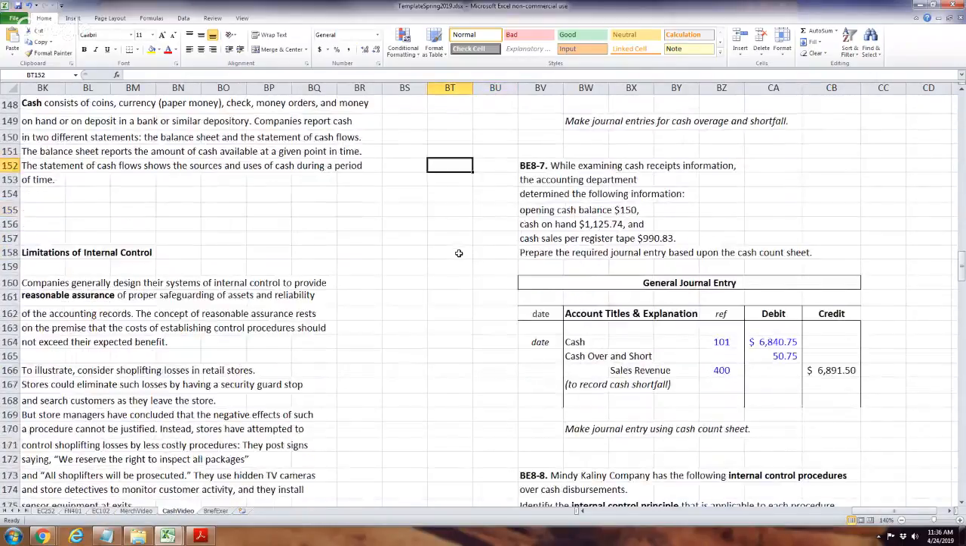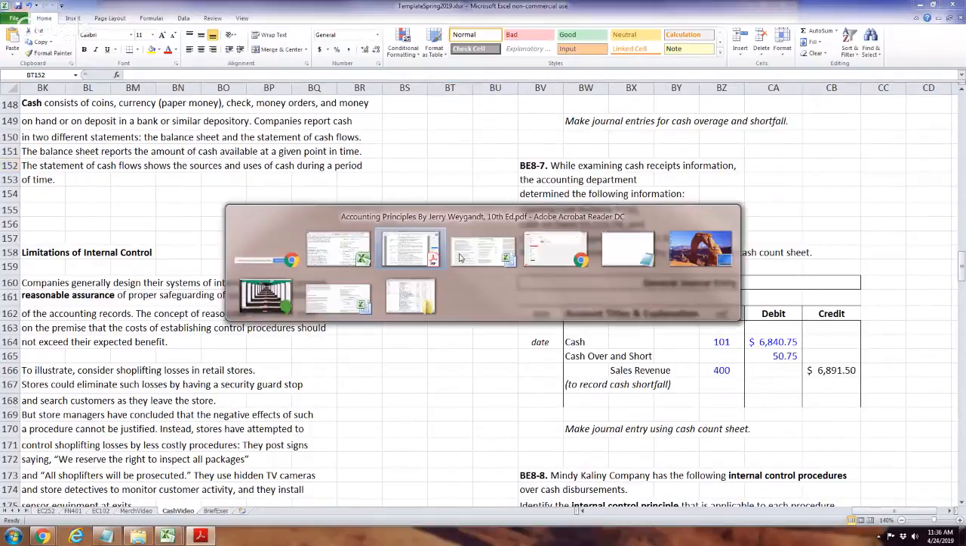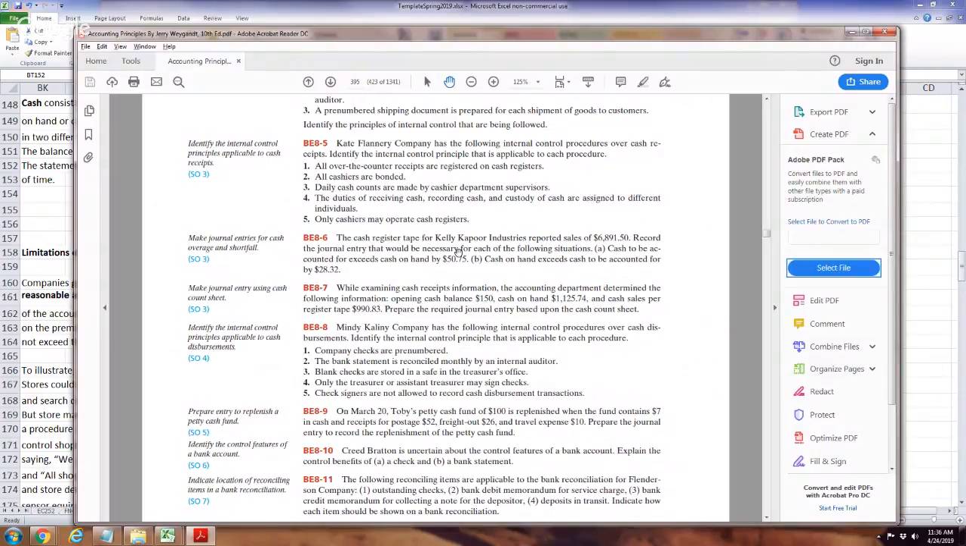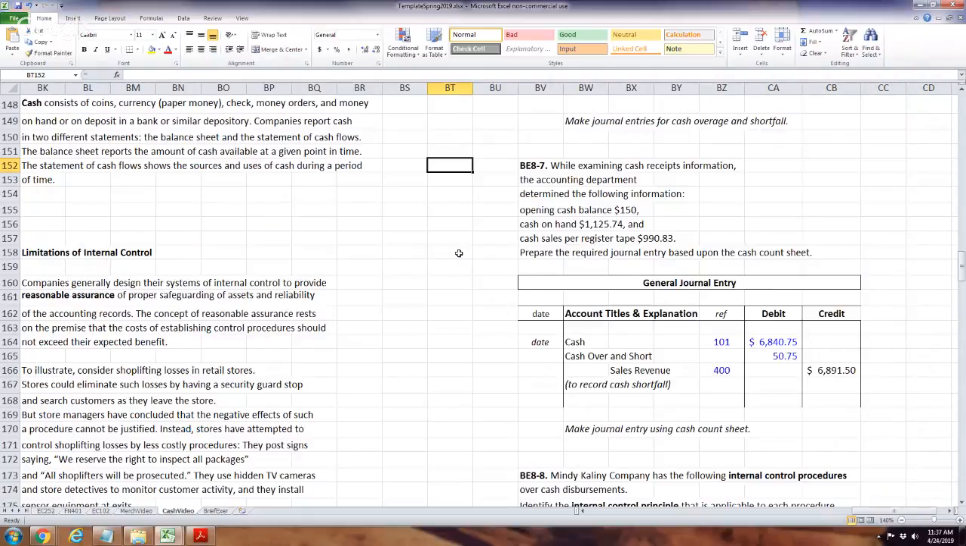Examining cash receipts. So here's another one. Exercise 7 says there's an opening cash balance of 150. Cash on hand is 1,125.74, and the register is 990.83. Prepare the required journal entries, and let's look at what's happening with this. So it started with 150. You did a physical count. You have 1,125 is what you have.